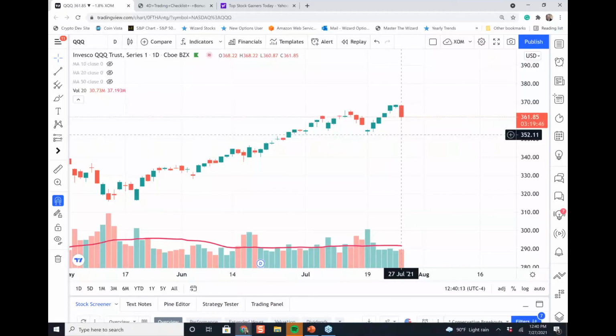Okay, so it looks like we got Moderna, we got Apple. All right, so let's go to Moderna. Let's see, mRNA. Let's type that in. We'll start there. So here's Moderna. Oh man, how fun is this?